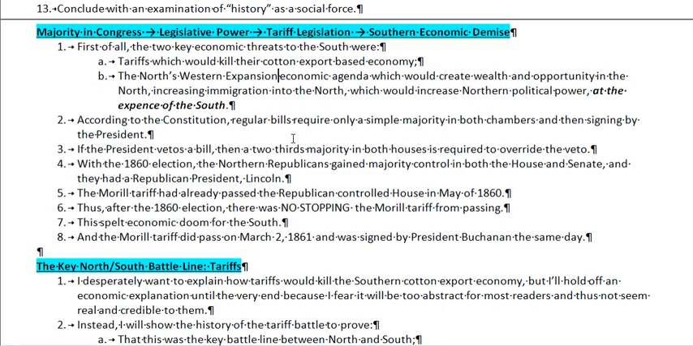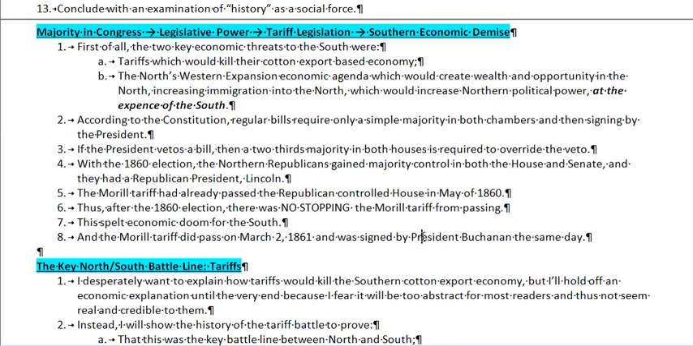With the 1860 election, the Northern Republicans gained majority control in both the House and the Senate, and they also had the president, Lincoln. The Morrill Tariff had already passed the Republican-controlled House in May of 1860. Thus, after the 1860 election, there was no stopping the Morrill Tariff from passing. This spelled economic doom for the South, and the Morrill Tariff, in fact, did pass on March 2nd, 1861, and was signed by President Buchanan, the outgoing president, 2 days before Lincoln was inaugurated.